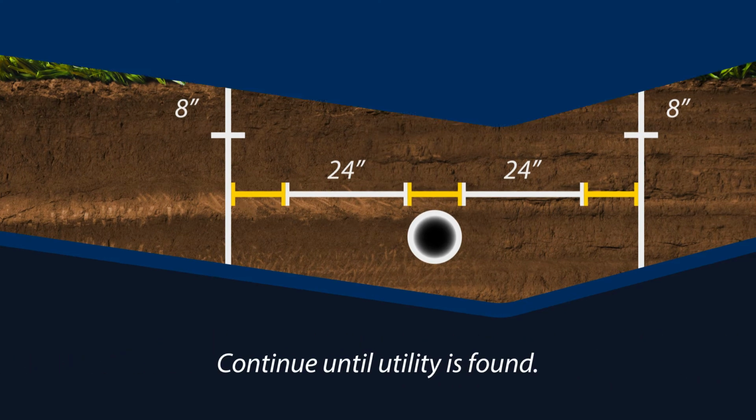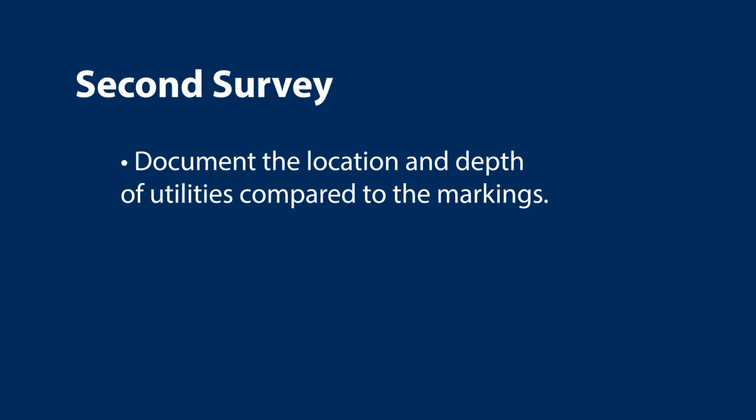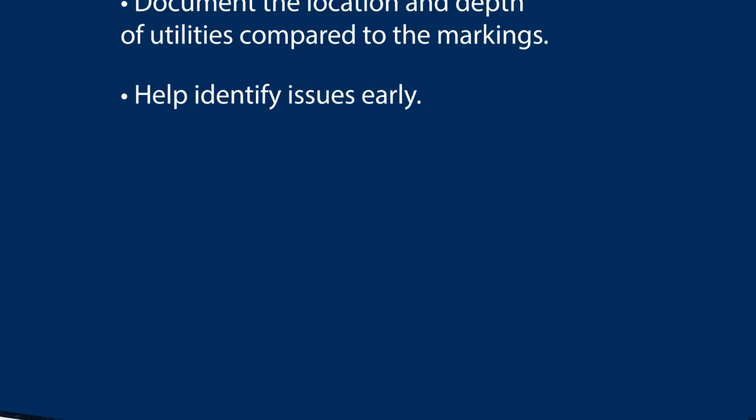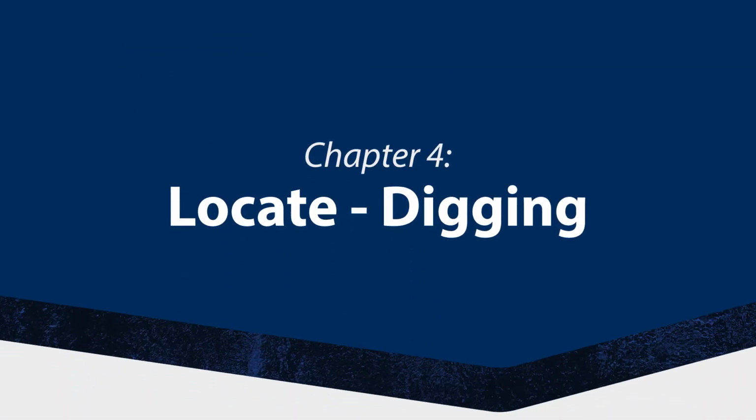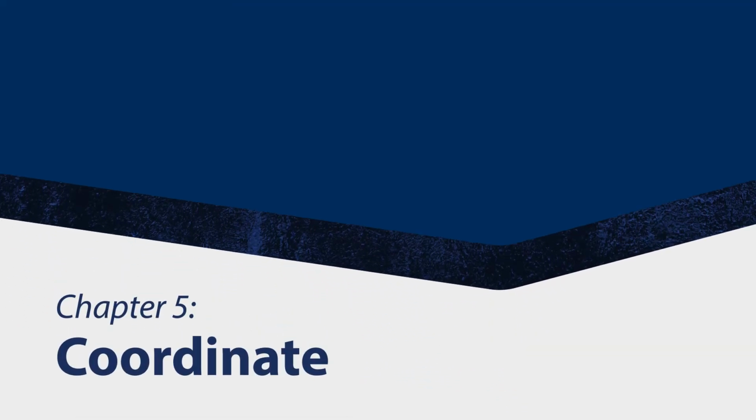Once you find the utility, another survey must be performed. This is done for a few reasons: to document the actual location and depth of utilities compared to the markings, and to use this information to help identify design and coordination issues early, before any more work occurs. You've now successfully performed all tasks related to locating the utility lines. The next chapter will cover final coordination and communication tasks to complete before excavation begins.